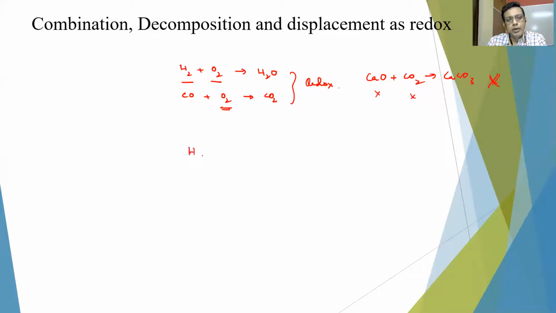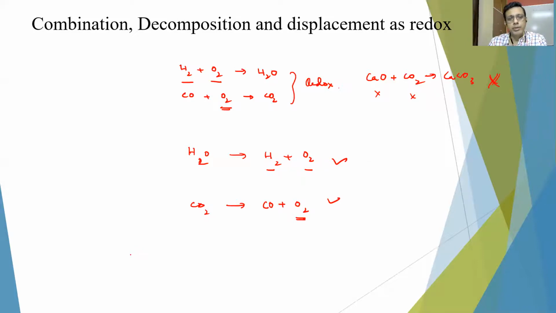We'll say H2O gives H2 and O2. So here both the products are in elemental form. Similarly, if I say carbon dioxide breaks down to give carbon monoxide and oxygen, in this case one of the products is in elemental form. So these two reactions are redox. So when we talk about decomposition, if one of the products is present in the elemental form, then the decomposition reaction is redox.